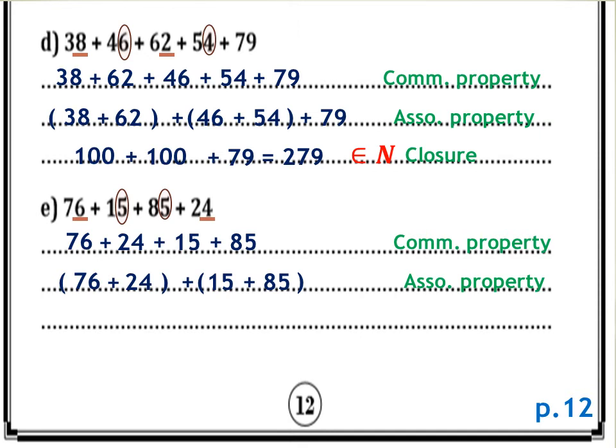And now let's calculate the answer. 76 plus 24 equals 100. And put the plus. 85 plus 15 equals 100. And 100 plus 100 equals 200, which belongs to N and closure. So here are the 3 steps.